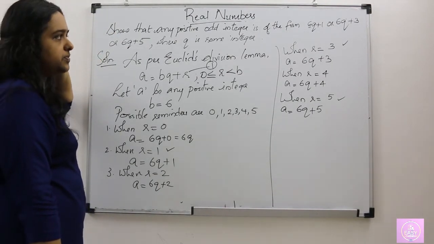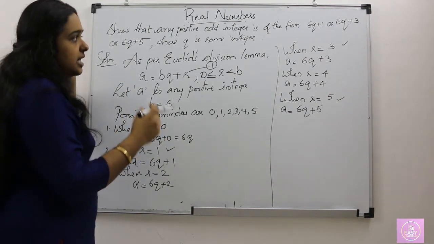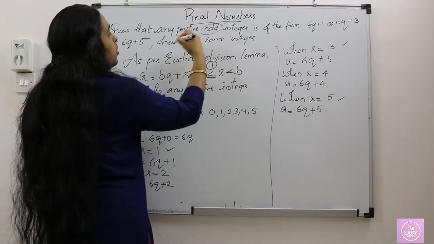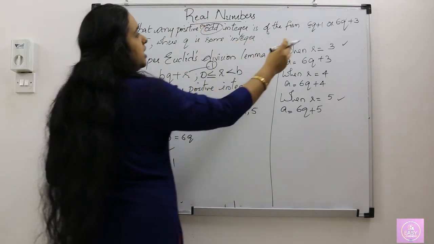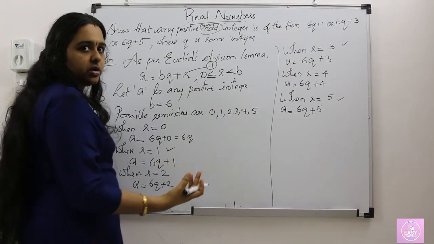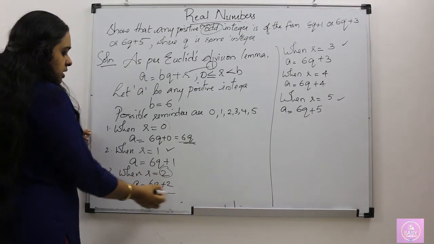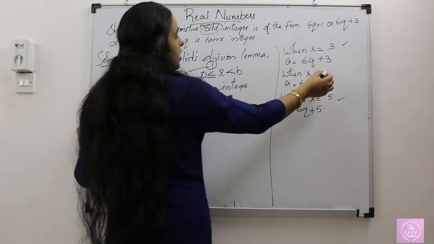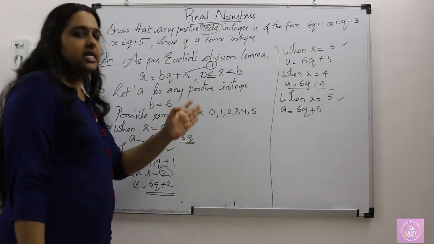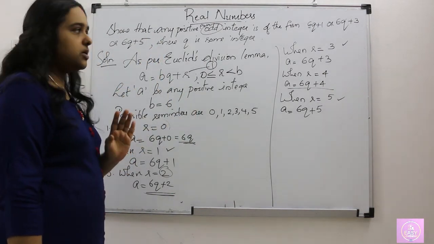Hence proved. Okay. If they are asking for positive even integers instead of odd, then the form will be 6q, 6q plus 2 and 6q plus 4. When r equals 0, it will be 6q. When r equals 2, 6q plus 2. When r equals 4, it will be 6q plus 4. So both questions you can easily solve. Okay, I hope this is clear.